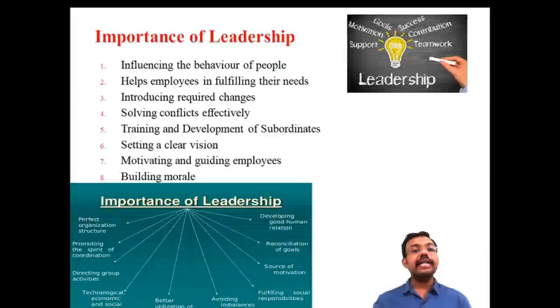And another one is solving conflict effectively. Good leadership always helps to solve the problems within the organization, among the employees.